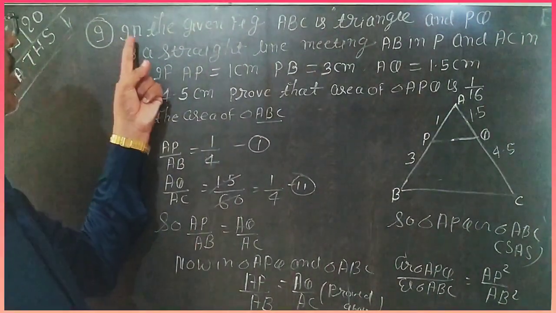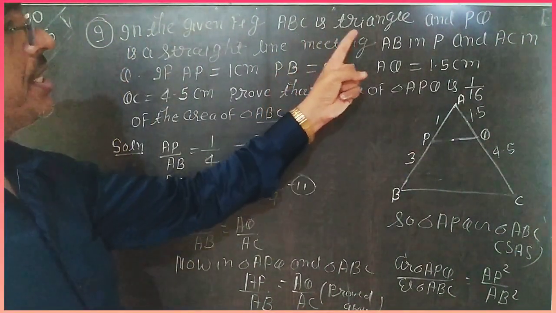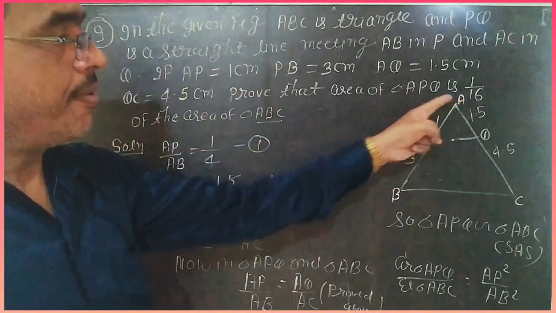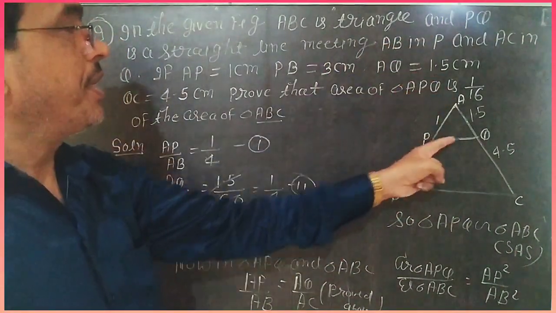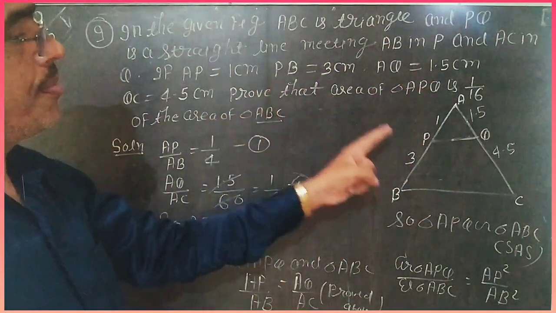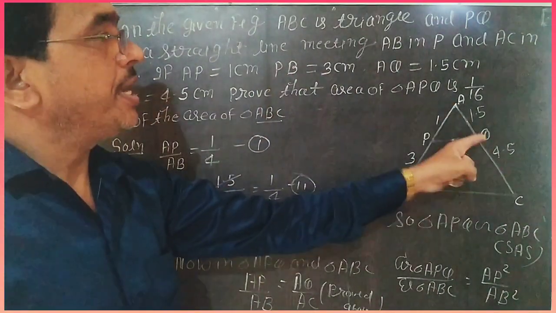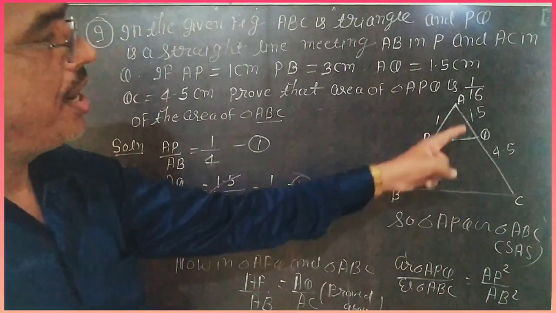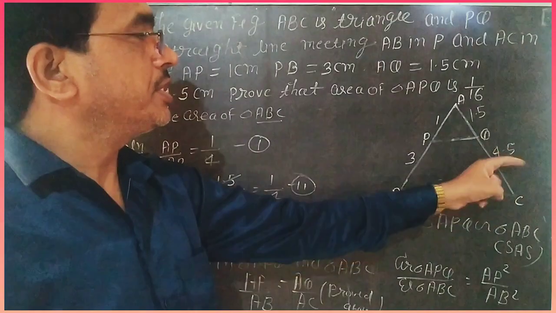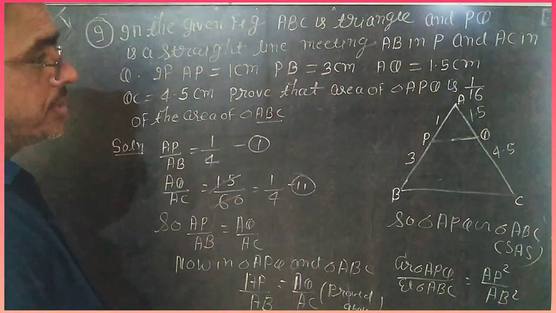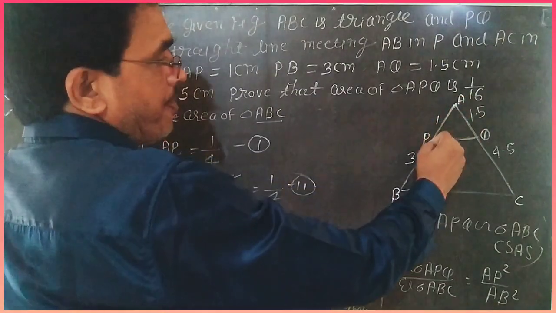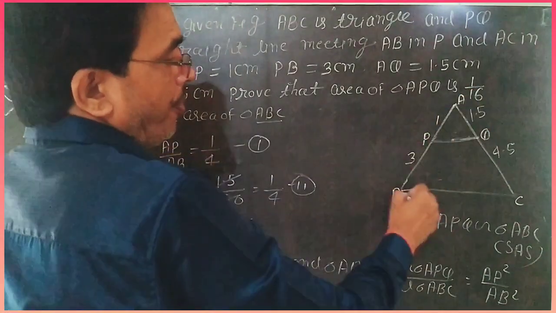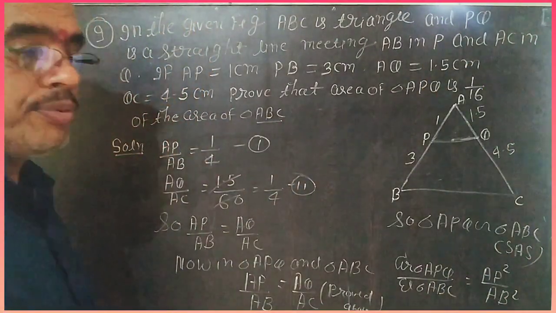Now see, in the given figure, ABC is a triangle. It is question number 9 of exercise 7C. In the given figure, ABC is a triangle and PQ is a straight line meeting AB at P and AC at Q such that AP is equal to 1 cm, PB is equal to 3, AQ is equal to 1.5 and QC is equal to 4.5 cm. Your question is to show that the area of triangle APQ, this small triangle, is equal to 1 by 16 of the area of the whole triangle ABC.